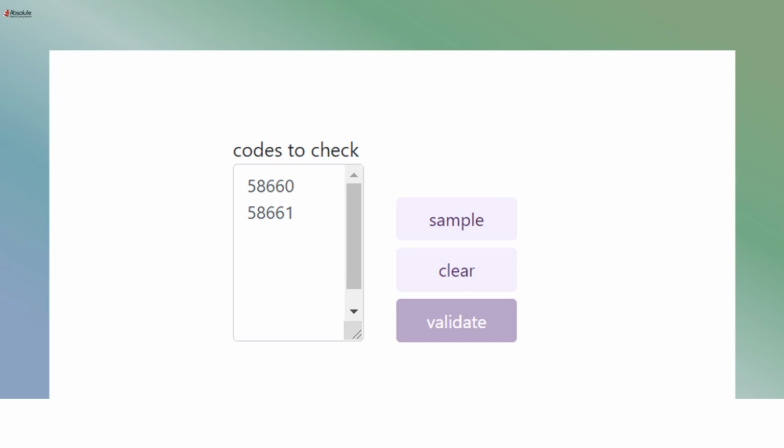Are we going to code 58660? Are we going to code 58661? Can we code them both together? And if so, is there going to be a modifier? So those are the things I want you to think about, and type your answers in the chat. You have 2 minutes and your time begins now. Good luck, everyone.